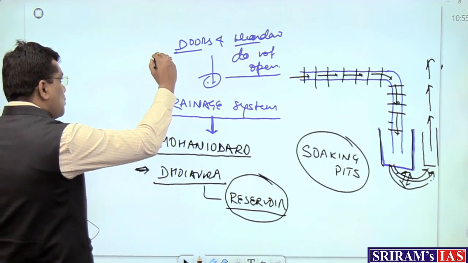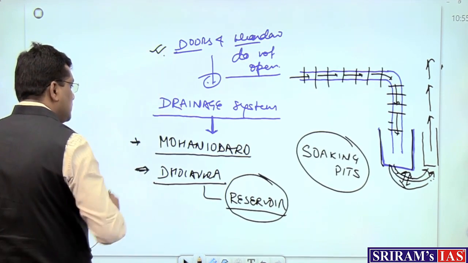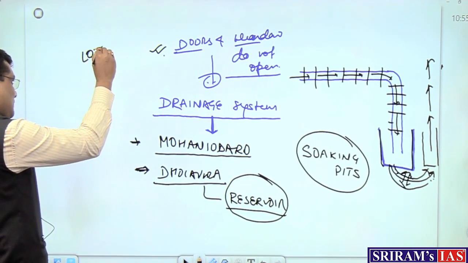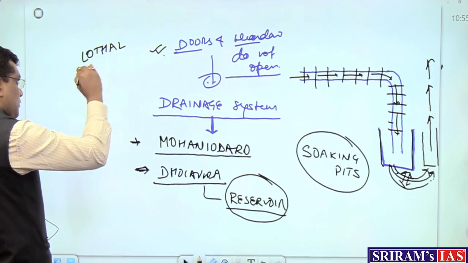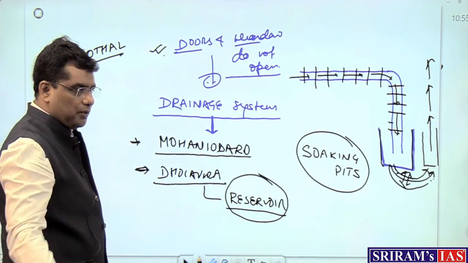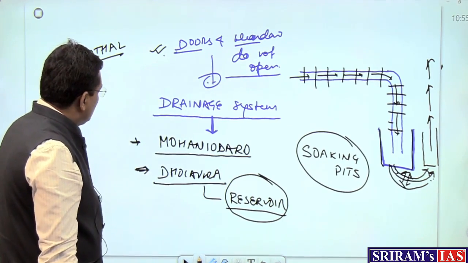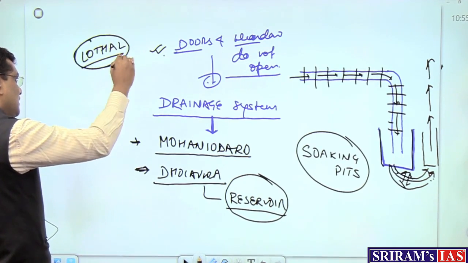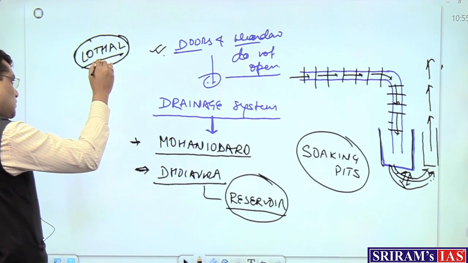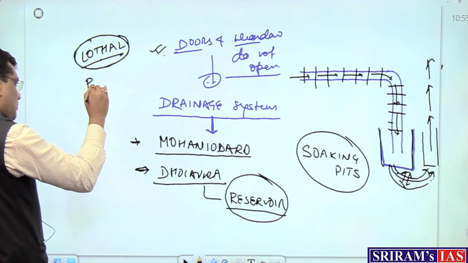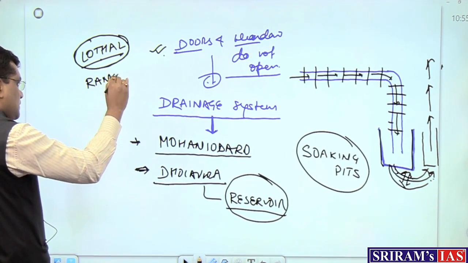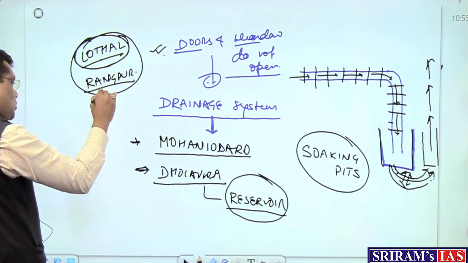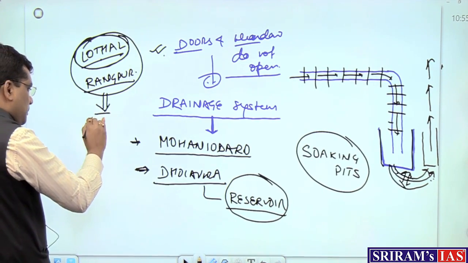I told you that doors and windows do not open on the main road, but Gujaratis normally save time this way, because otherwise they would have to reach the road by taking a round of the colony. They cannot afford to lose trade. So at Lothal and Rangpur, these are the places where we can see the doors and windows always open on the main road.